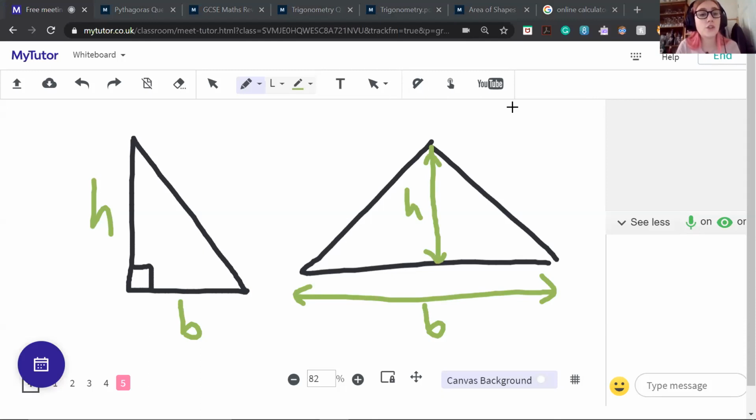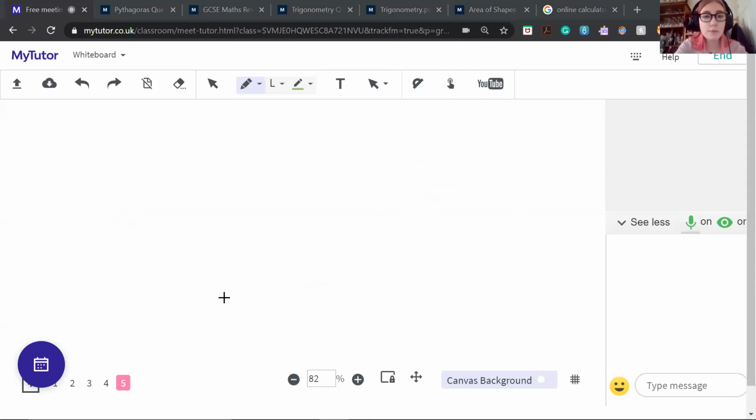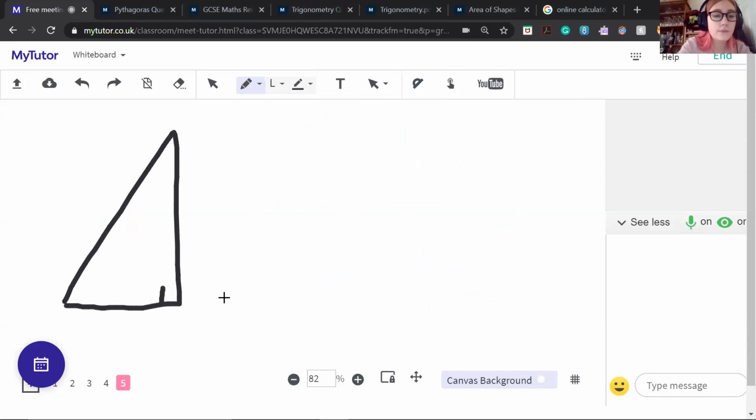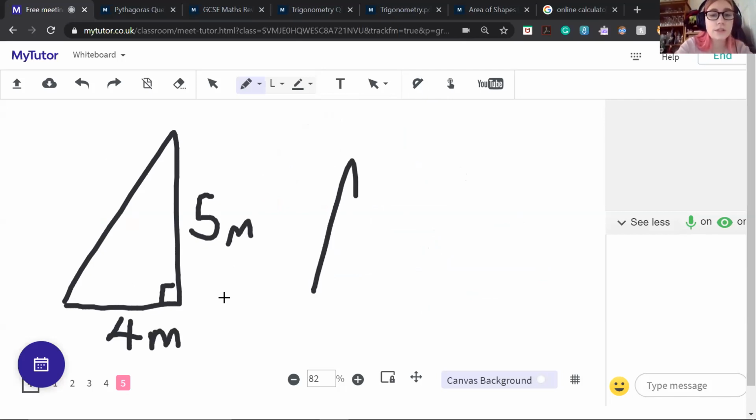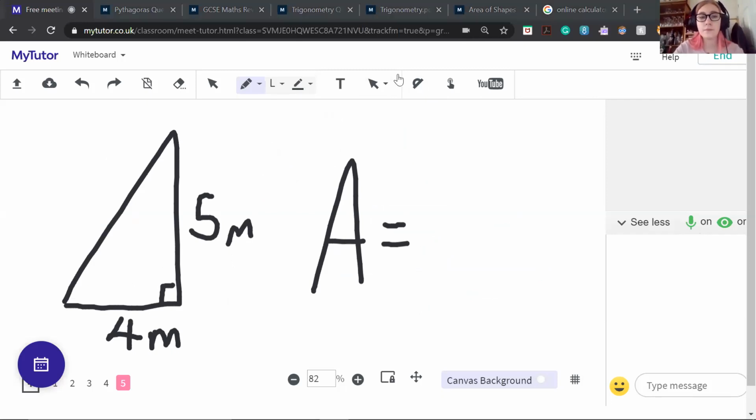Okay, so let's just do a couple of examples of that. So let's say we have this triangle where the base length here is 4 and the height is 5, let's call them meters. What's the area of this triangle going to be? Cool, someone's already got it, that's fantastic. Yeah, more people have got it, fantastic.